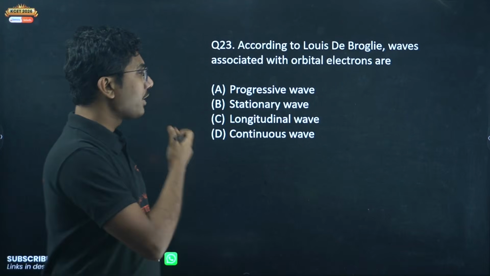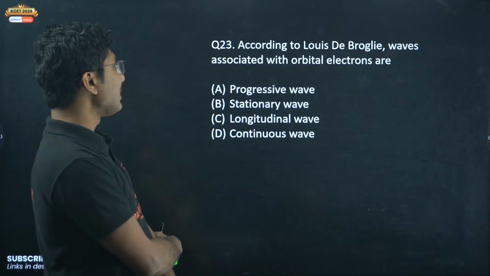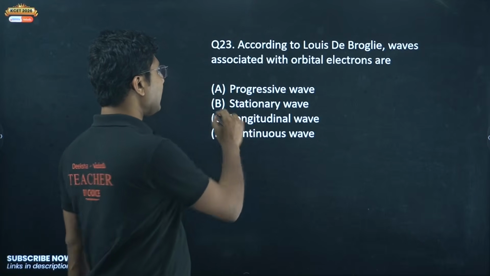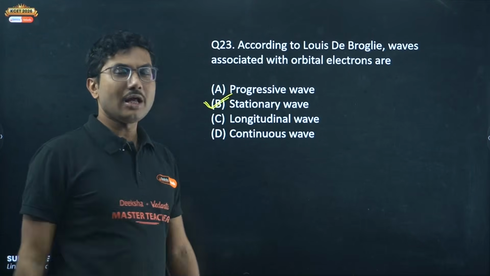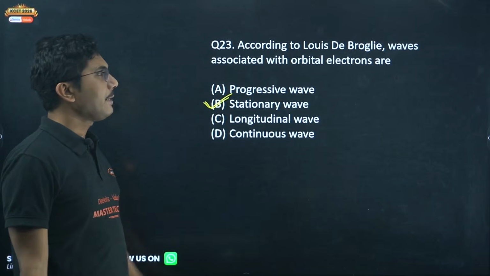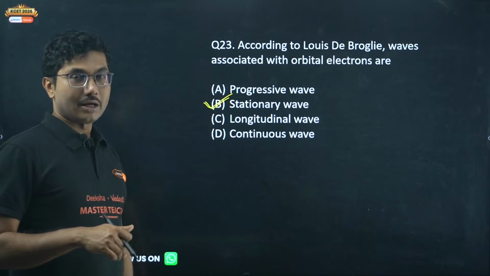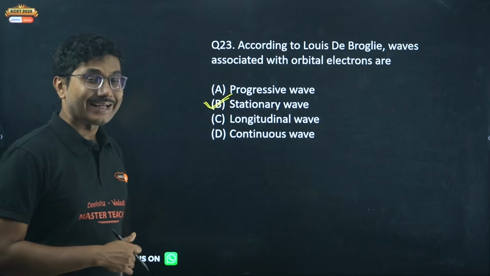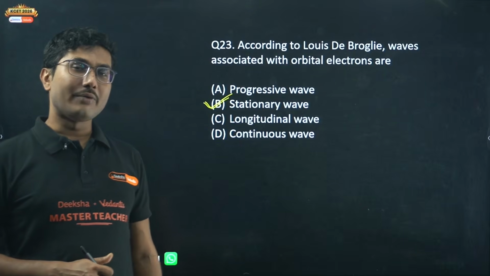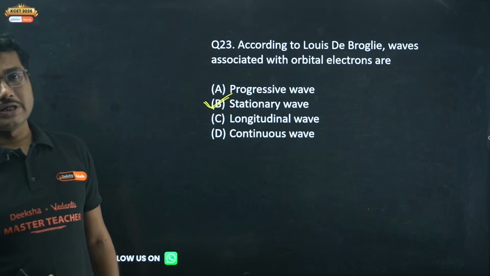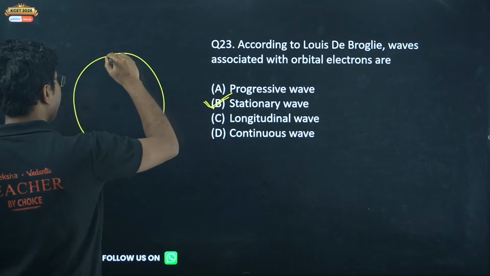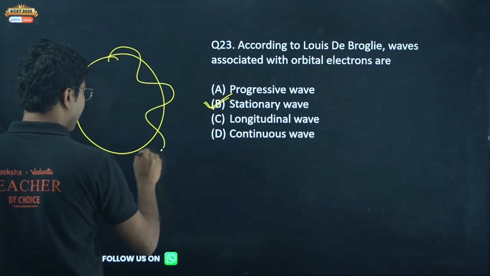Next, according to Louis de Broglie, waves associated with orbital electrons are stationary waves. He came up with this idea to explain Bohr's atomic model. While explaining it, he said that the orbits which Bohr is describing are static, and electrons are not emitting any radiation because of the motion. That means the orbiting electrons must be making stationary waves. So this is the wave pattern.